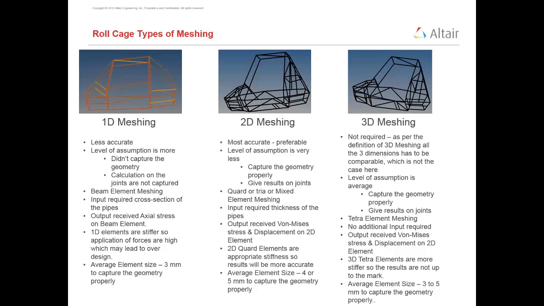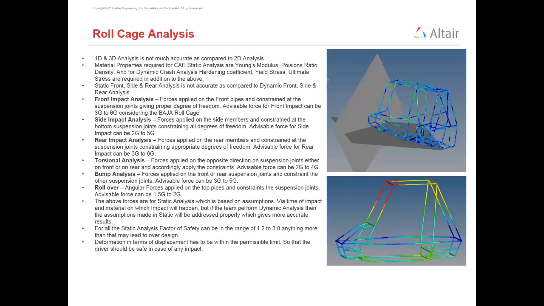CAE is all about getting more accurate or less accurate results. So how you give the inputs, the similar way you get the outputs. So getting more accurate outputs is our ultimate aim. Then sometimes I get really funny answers when I try to understand what students have done in the roll cage. So that's why I keep this slide on what is advisable. So 1D and 3D analysis is not as accurate as compared to 2D analysis.